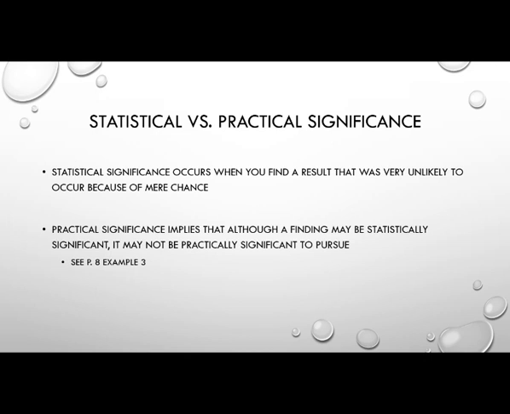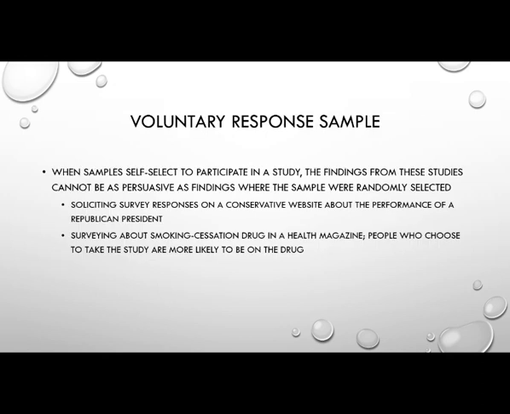Statistical significance occurs when you find a result that was very unlikely to occur because of mere chance. But even though you may have statistical significance, you may not have practical significance, because even though you may find a statistically significant result, it may not be practical to pursue that line of research or that particular intervention. So if you'd like to read more about that, see page 8, example 3.